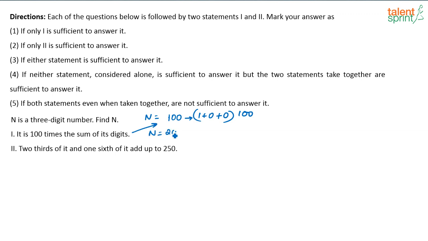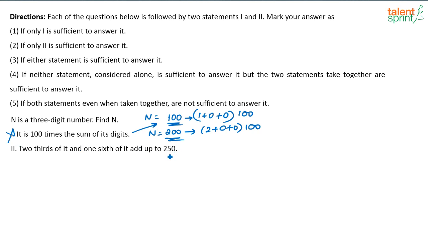Similarly, n can also be 200. How? 2 plus 0 into 100, the sum of the digits into 100, 100 times the sum of the digits. So using the first statement, I cannot say for sure what is the value of n. N can be 100, n can be 200. I am not getting a unique answer here. So statement 1 alone is not enough for me to arrive at the answer.